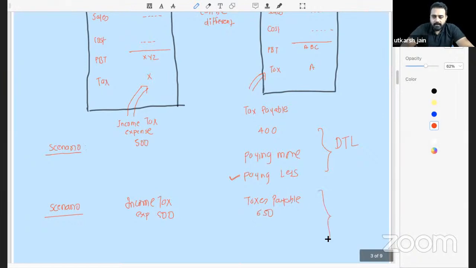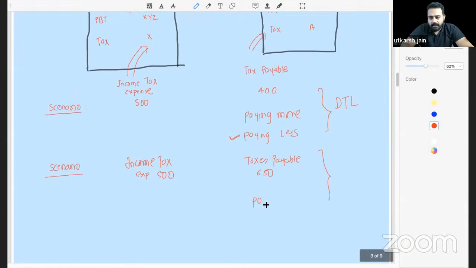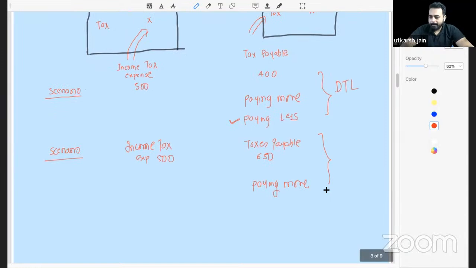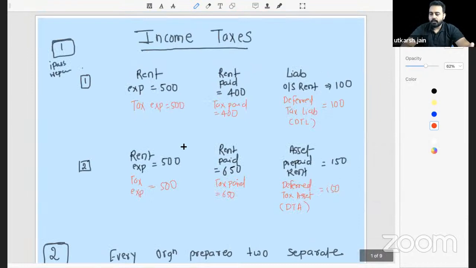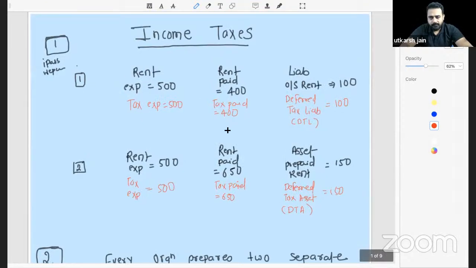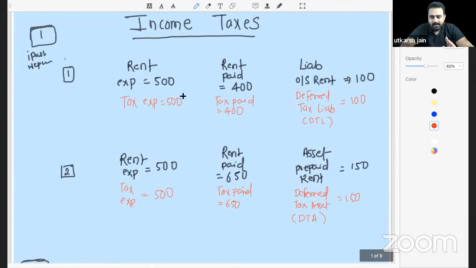Now what do you do? You ask yourself, am I paying more or paying less? Here, you're paying more. And if you're paying more, then what do you think we should do? Come on, then we create a deferred tax asset. And then obviously we circle back to point number 1 again, which is where the whole concept started in the first place. So what point number 1 is telling us is, if I'm paying less, liability; paying more, asset.